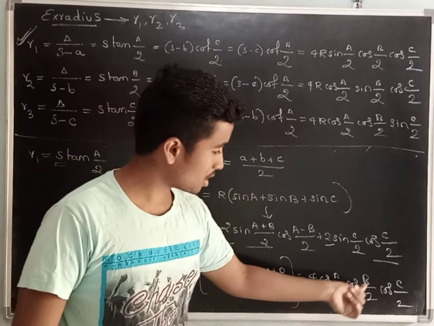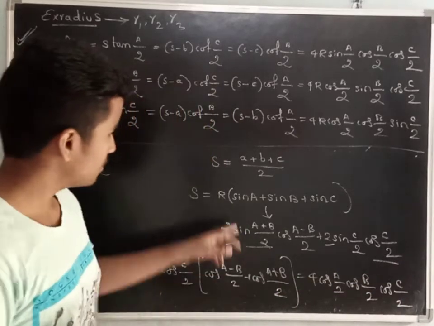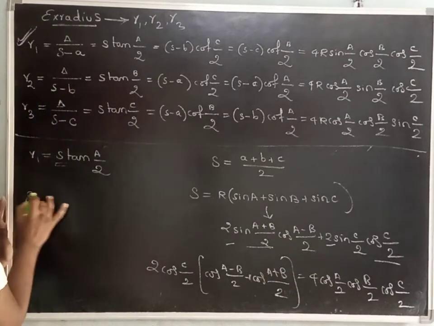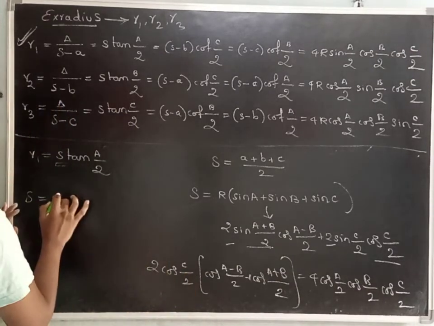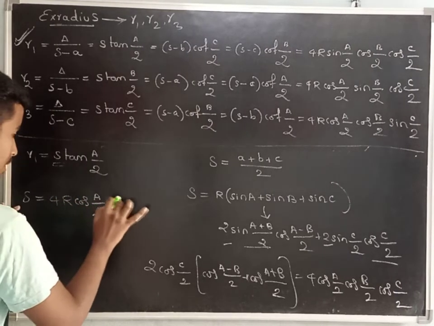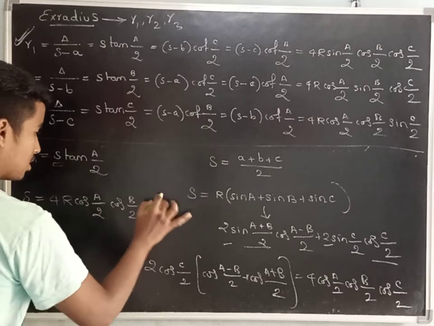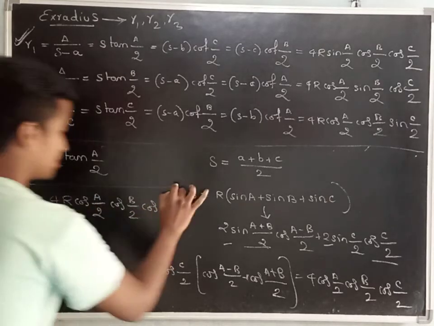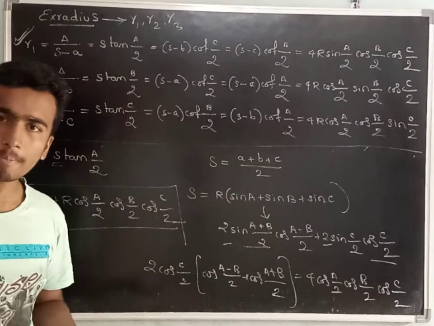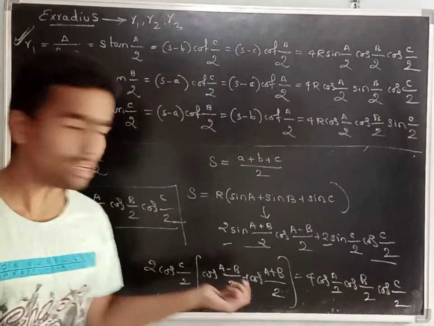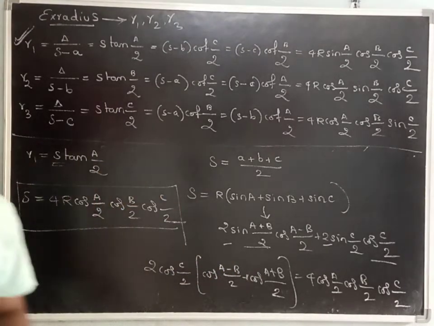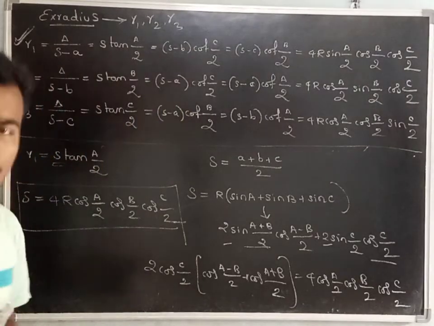So 4 cos a/2 cos b/2 cos c/2 is for sin a plus sin b plus sin c. It means s is going to be 4r cos a/2 cos b/2 into cos c/2. S is nothing but the semi-perimeter, (a plus b plus c)/2. On further simplifying, we get another new result, that is 4r cos a/2 cos b/2 cos c/2. Okay, let's move on further.